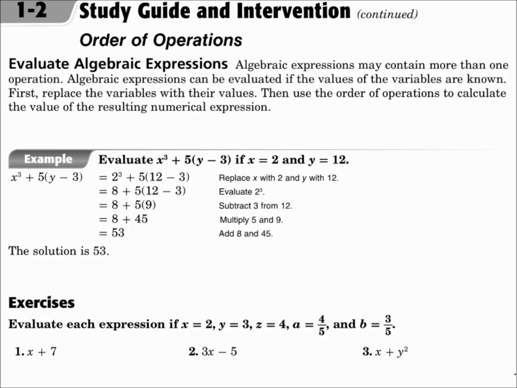Evaluate algebraic expressions. Algebraic expressions may contain more than one operation. Algebraic expressions can be evaluated if the values of the variables are known. First, replace the variables with their values, then use the order of operations to calculate the value of the resulting numerical expression. Always remember, please excuse my dear Aunt Sally. Parentheses, exponents, multiplication and division left to right, addition and subtraction left to right.